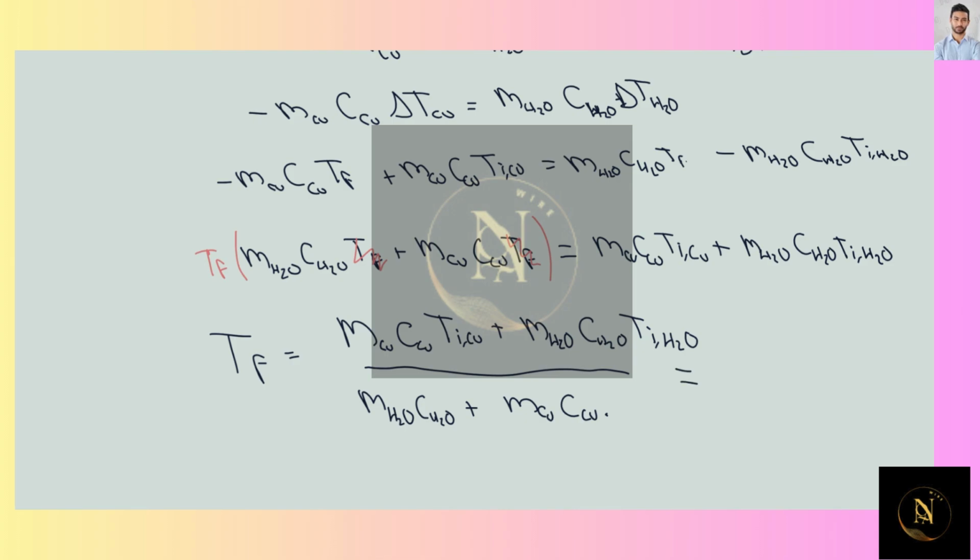So in this case, we need to remember that the heat capacity of copper is equal to 0.382 joules per gram degree Celsius, and the heat capacity for water is equal to 4.184 joule per gram degree Celsius.